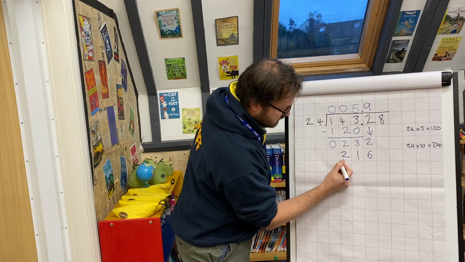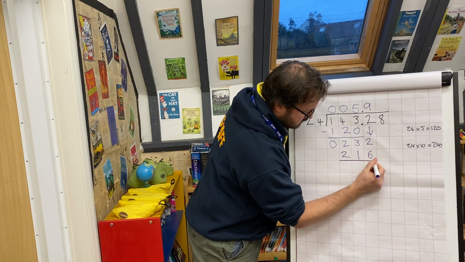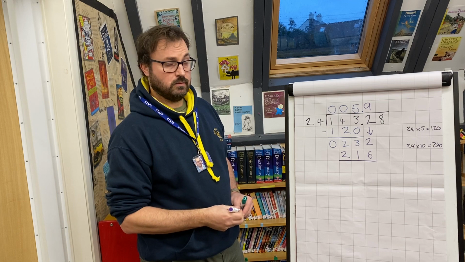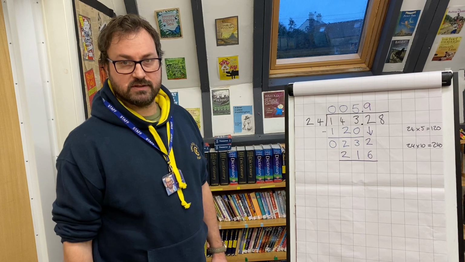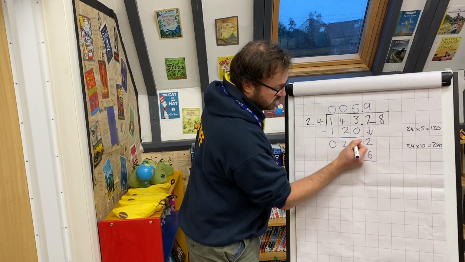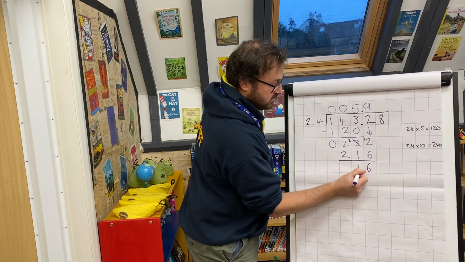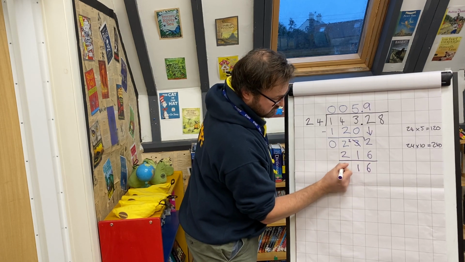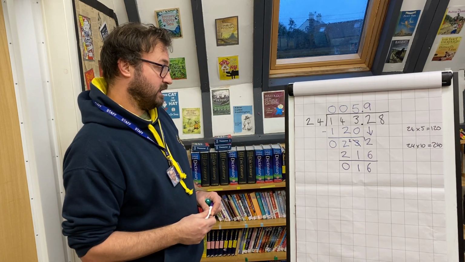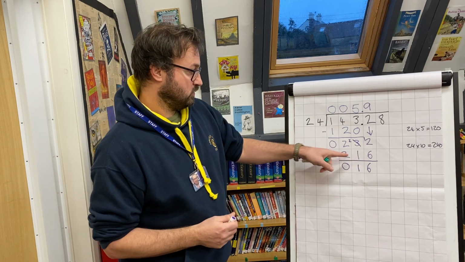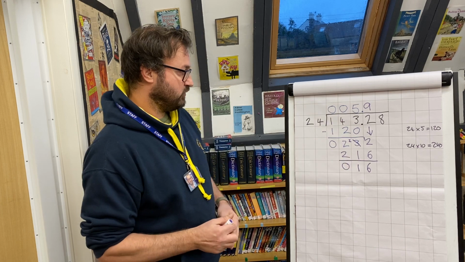Get my pen. Draw a nice straight line with a ruler. And then do some column subtraction to find out your remainder. 2 take away 6 we can't do, so we need to exchange. 12 take away 6, 2 take away 1 is 1, 2 take away 2 is 0. So we have a remainder there of 16. Let's check. Look at these numbers, does that seem right? 32, 16, that seems right so far.